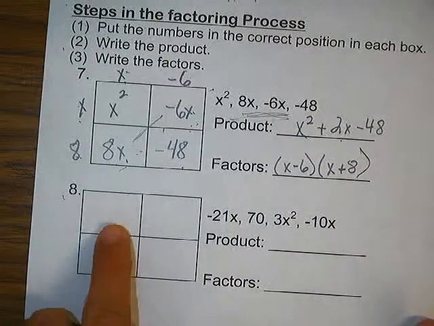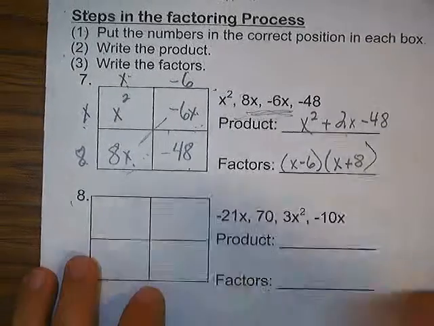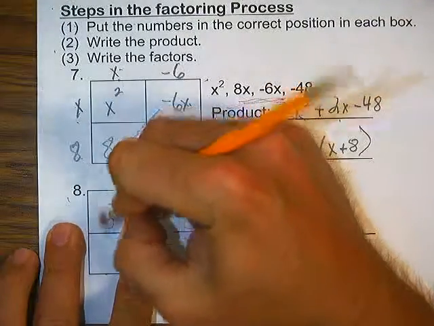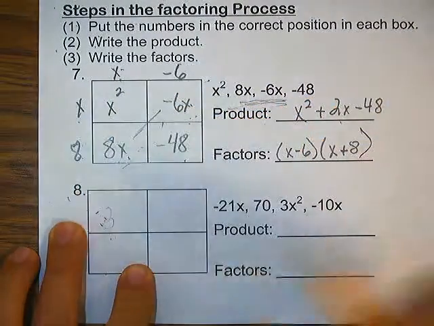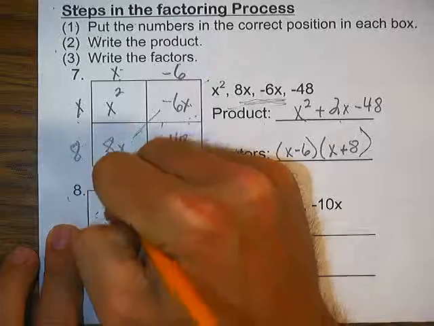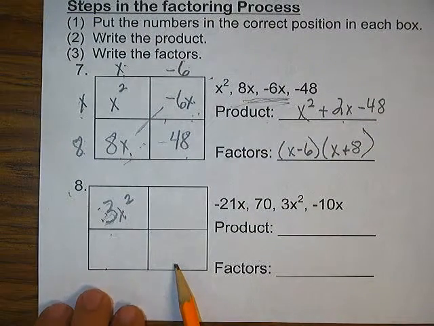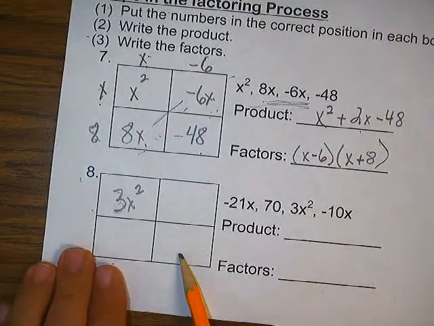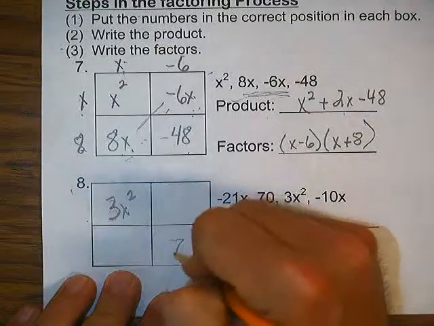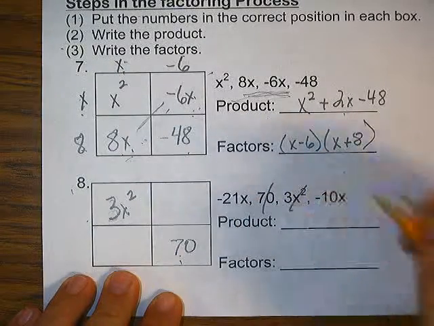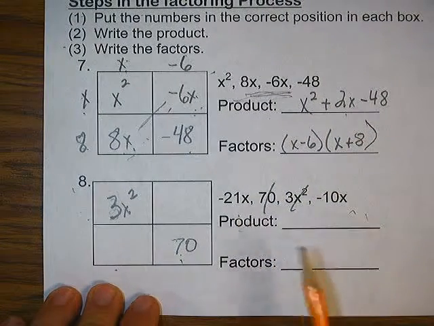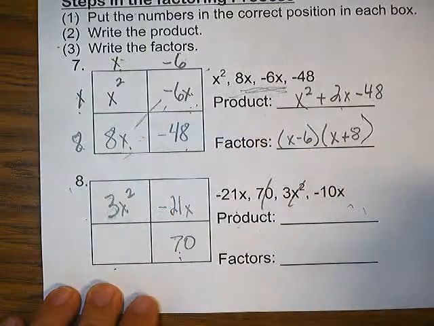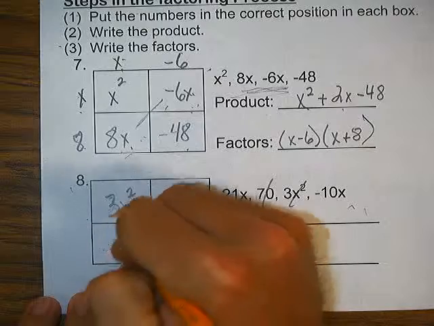Okay, what am I going to put in this box? 3x squared. Oops, that's a funny looking 3. 3x squared. What do I put in this bottom box? 70. Okay, now does it matter which one I put these in? So I'm going to put negative 21x and negative 10x.